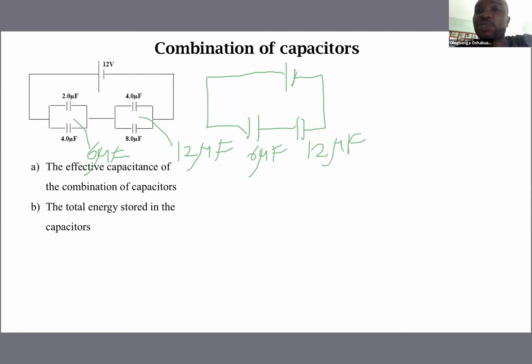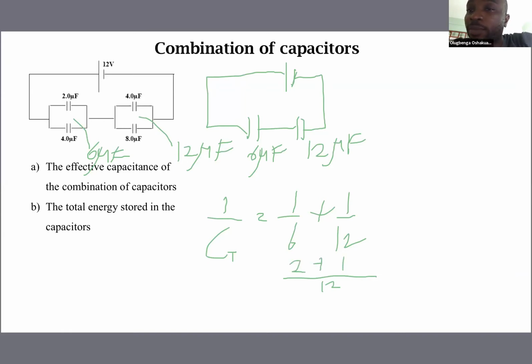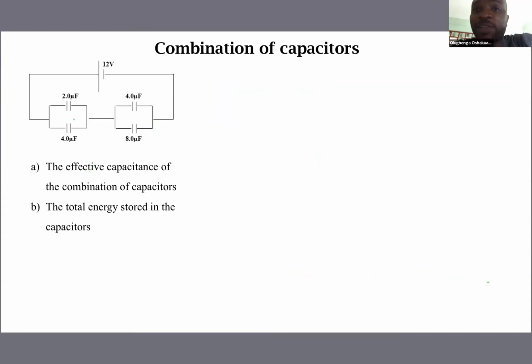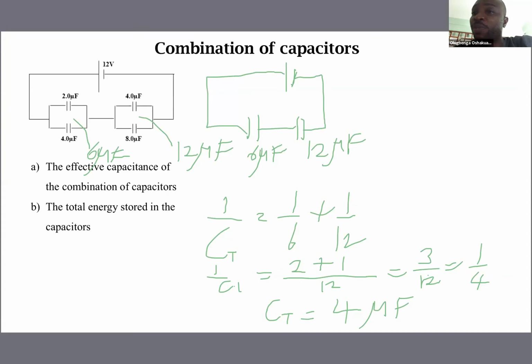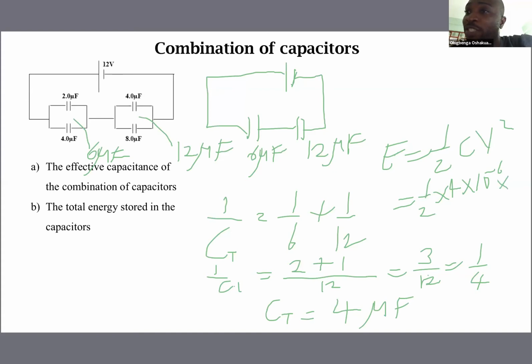And the total capacitance in the circuit will now be 1 over C total equals 1 over 6 plus 1 over 12. With LCM 12, that is 2 plus 1, 3 over 12, which is 1 over 4. Then the total capacitance C total will be 4 microfarad. And the total energy stored in the capacitance will be half CV squared, half times 4 times 10 raised to the power minus 6, because it's microfarad, times V squared, that is 12 squared. So whatever you get there gives you the total energy stored in the capacitors in joules.